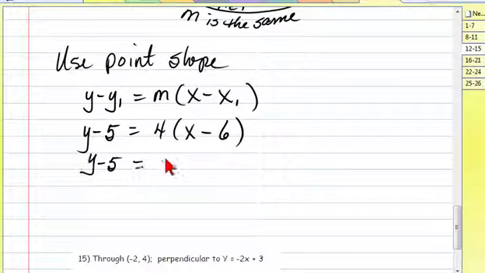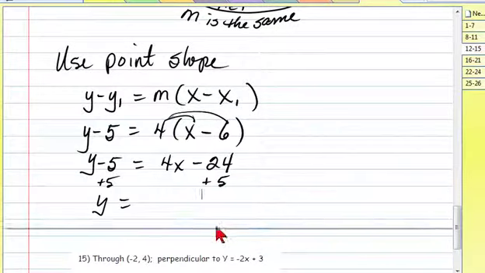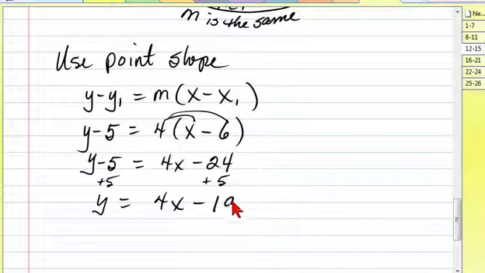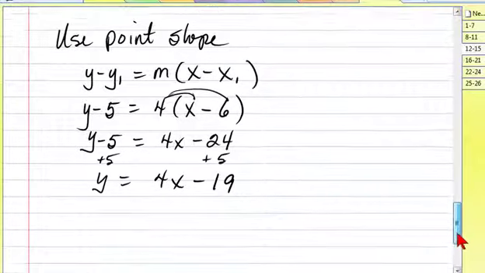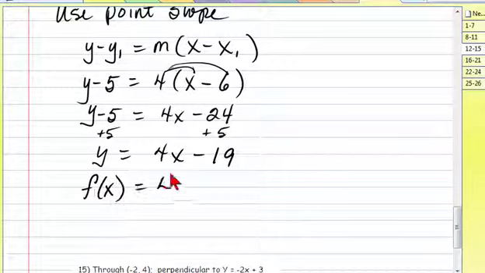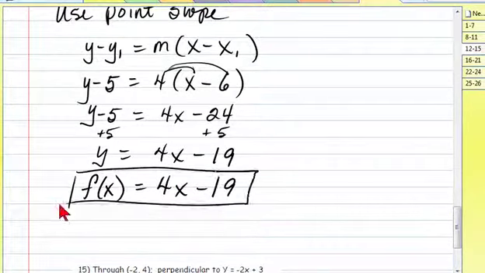So I have y minus 5 is equal to, distributive property, 4x minus 24. Add 5 to both sides. And I have y is equal to 4x minus 19. And I guess if we're being real picky, that's f of x is equal to 4x minus 19. Function notation.